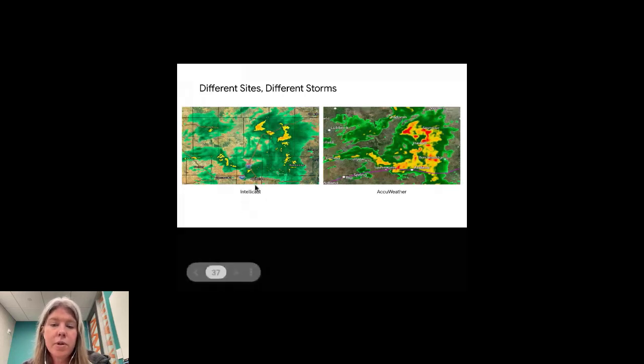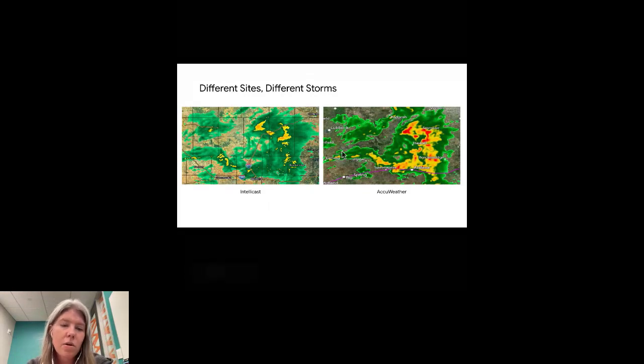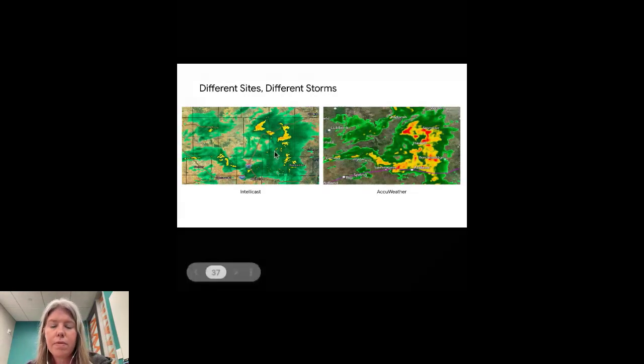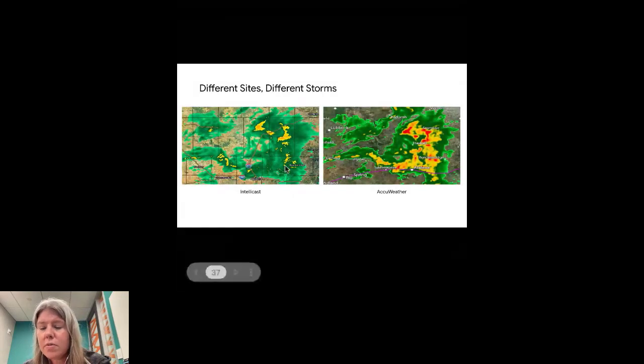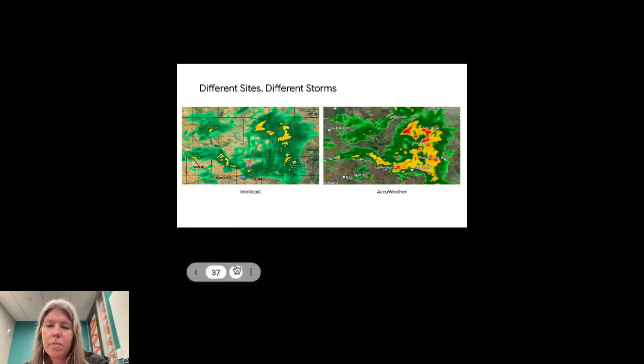So there used to be a weather website called Intellicast, and this is an old screenshot from AccuWeather, but this is the same storm. They have access to the same radar data, but they've made different decisions about how to visualize it. If you didn't see these images side by side, you would think they were different storms and that you would be experiencing different things if you were in one versus the other.